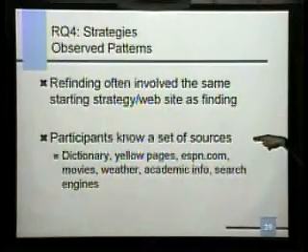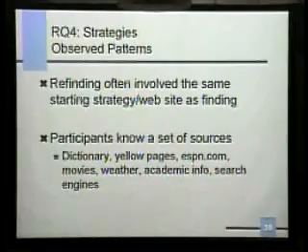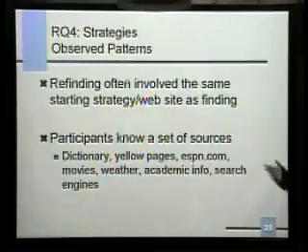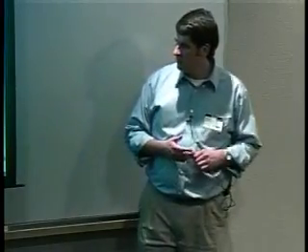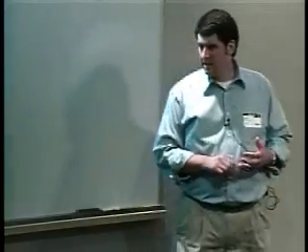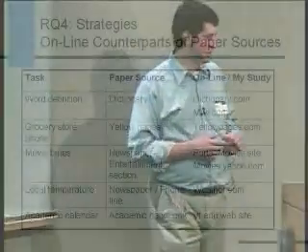We also found that people know a set of sources, and this is a set of URLs that people carry around with them that they just know, and they use them as jumping off points. So things like dictionary, Yellow Pages, ESPN, movies, weather, the Virginia Tech site for academic info, search engine addresses. These were things that people just typed in and went. They knew them, and they could very easily use them as jumping off points.